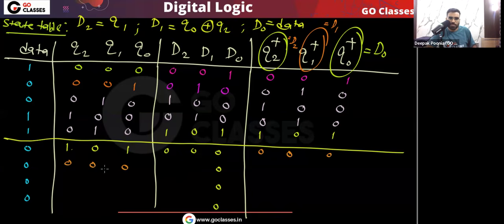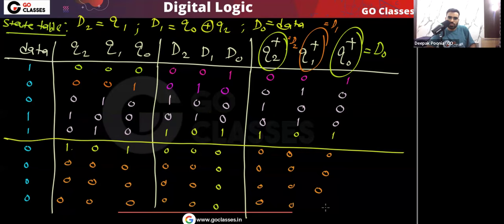Now, next what will it be? So you can see D2 is Q1. So it will be 0. And this will be 0. Okay. So you will get 0, 0, 0. Now remember, it will be just 0, 0, 0 from here on.